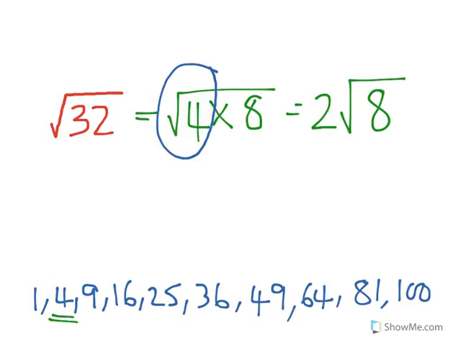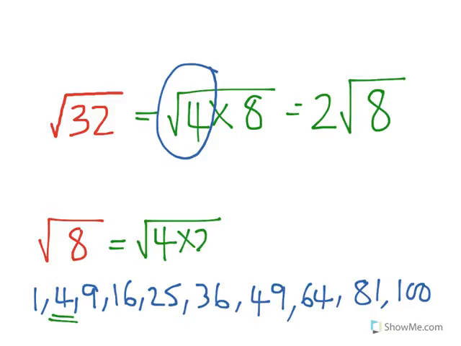Now because I didn't choose the biggest square number that went in, I can now do that again, because here I have 2 lots of root 8. But if I started with root 8, I can actually simplify that, because what square number goes into the square root of 8? Well, 4, and it's 4 times 2. What is the square root of 4? Well, that's 2. So I get 2 lots of root 2.